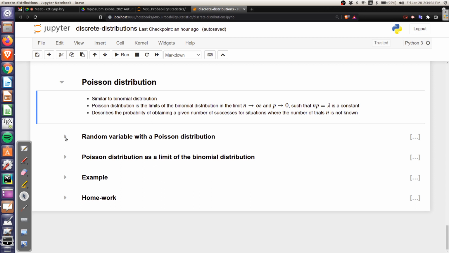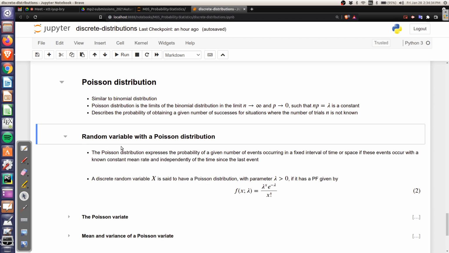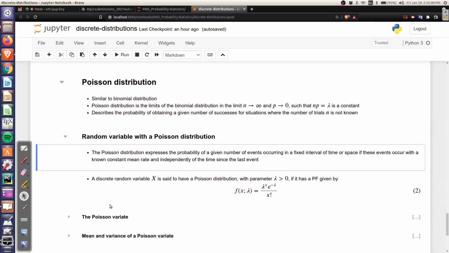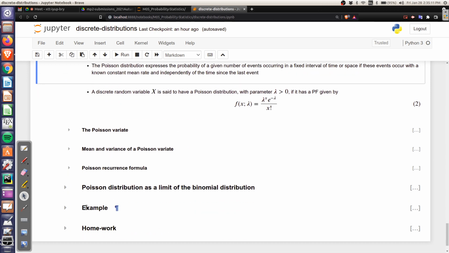Now let's look at random variables which follow a Poisson distribution. The Poisson distribution expresses the probability of a given number of events occurring in a fixed interval of time or space. This is important. It gives the probability of a given number of events which occur in a fixed interval of time or space, if these events occur with a constant mean rate and independent of the time of the last event. Now, I know this is a lot to swallow, but I'll explain this further. We'll be doing an example, and in this example you will see how this works.